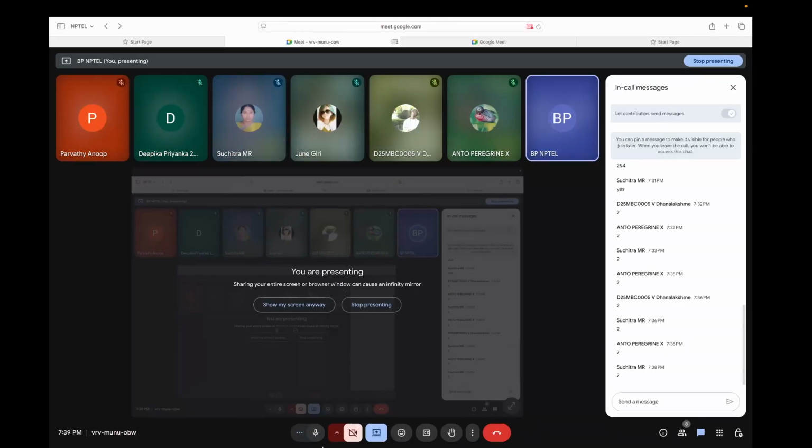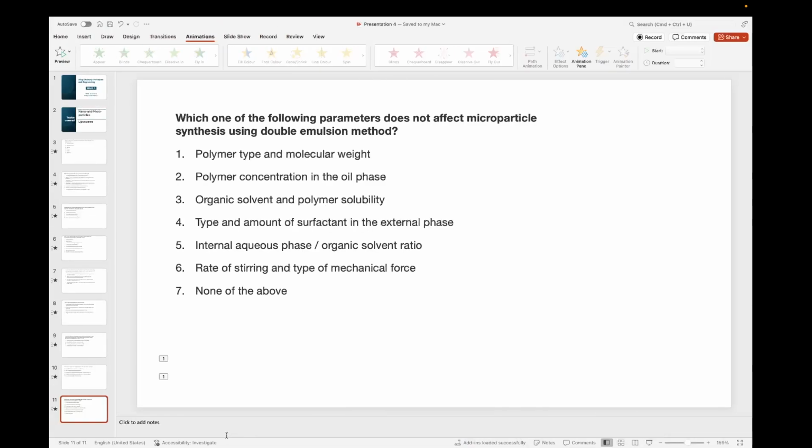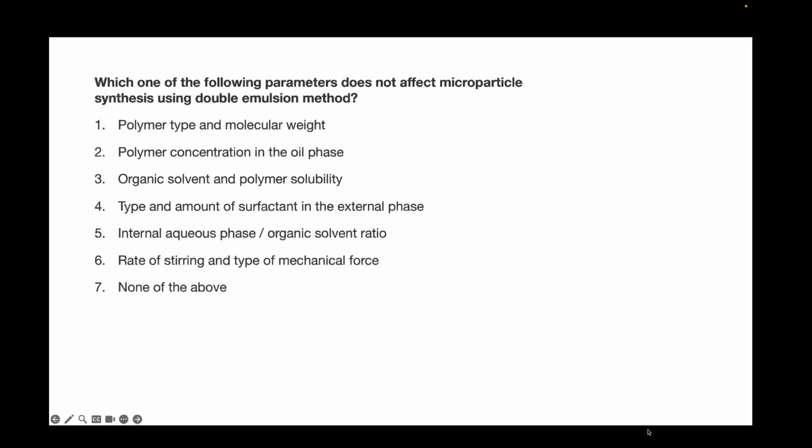Option 7. Okay. Yes, the correct answer is option 7. All of these parameters, in practicality, affect the microparticle synthesis while using the double emulsion method. So the correct answer is none of the above.